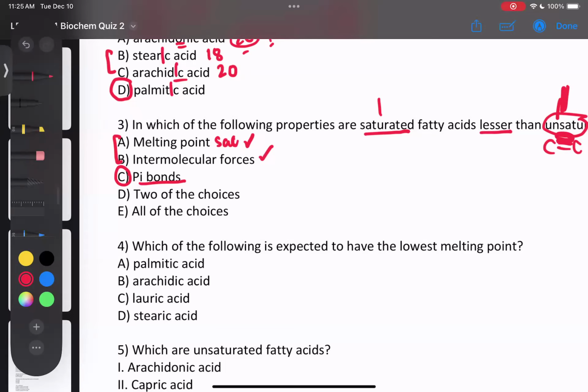But what configuration do we normally have this? Kasi pwede kang cis or trans. And the answer to that would be cis, right? Exactly the reason why the stacking of unsaturated ones are lower.